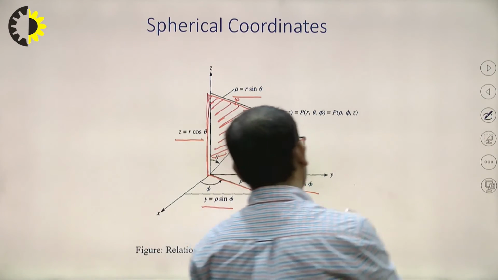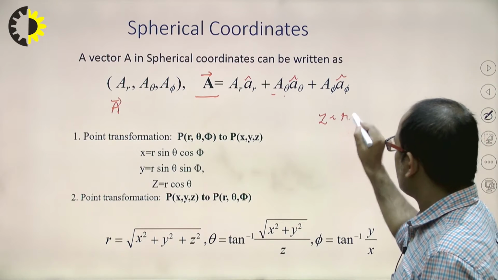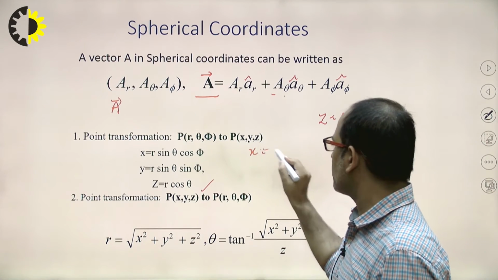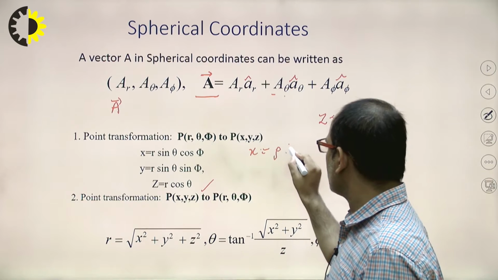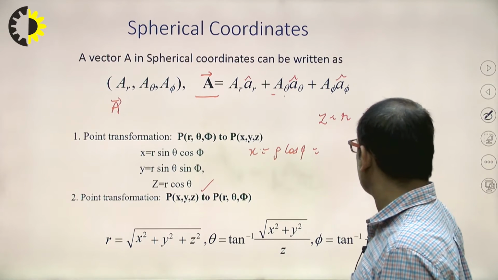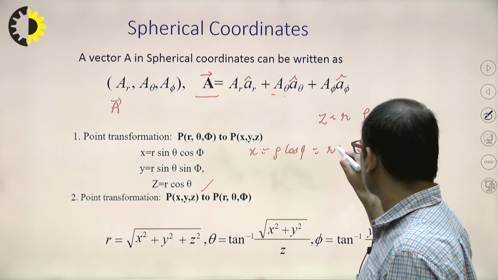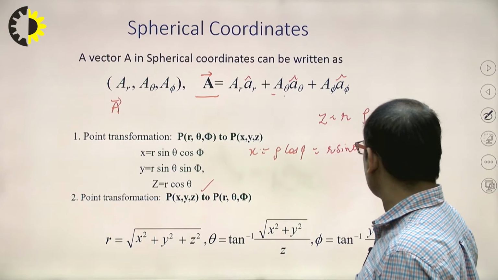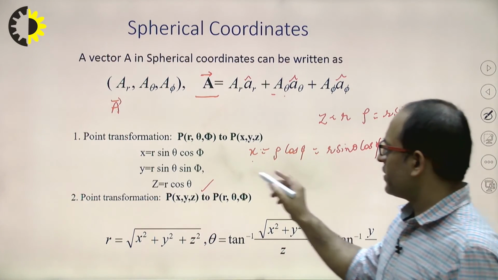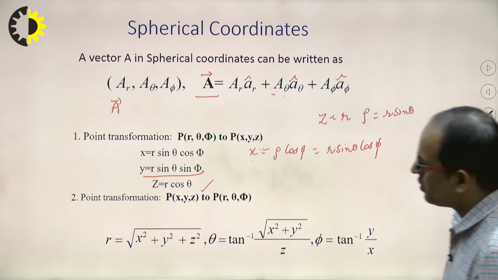Now we will see that z equals r cos theta. What is x? X was rho cos phi, and what is rho? In the last slide we have seen that rho is r sin theta. So just put rho equal to r sin theta multiplied by cos phi. You will see x equals r sin theta cos phi. Similarly, y equals r sin theta sin phi, and z equals r cos theta.